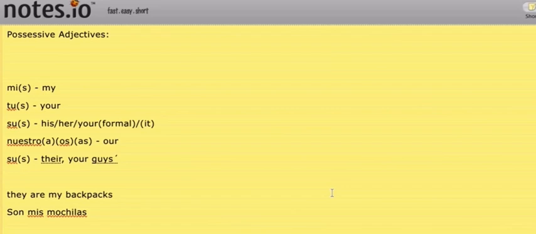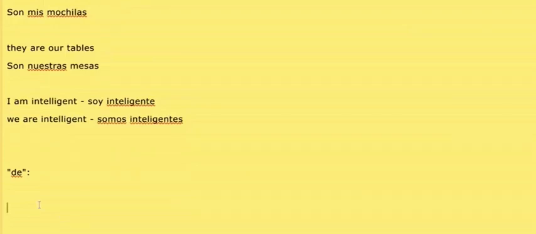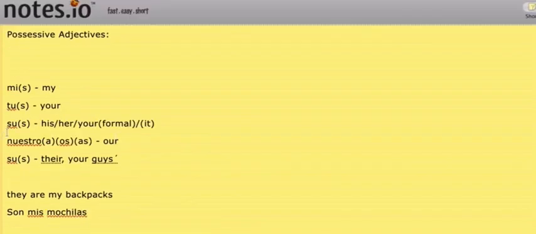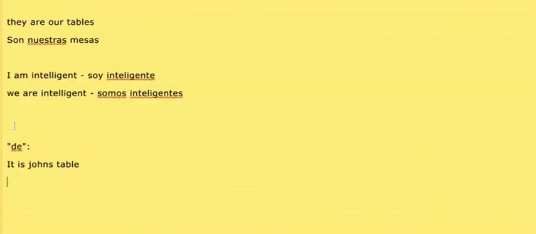Now, one more thing to note is if I was to say it is John's table. You can see that John is nowhere on this chart. If I want to say it is his table, we could use su. If I want to say it is John's table, to specify, we would have to say es la mesa, it's the table of John, de John. And so we can see that basically what we're going to do is we're going to use this de to show who's possessing now. And so this is for more specific instances.